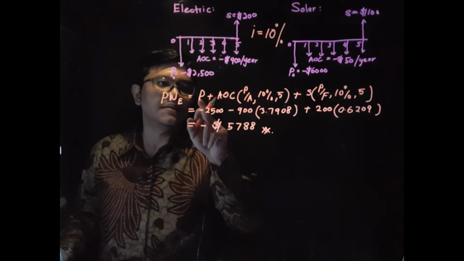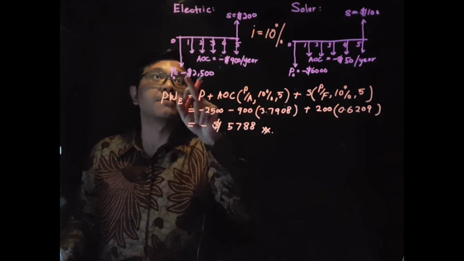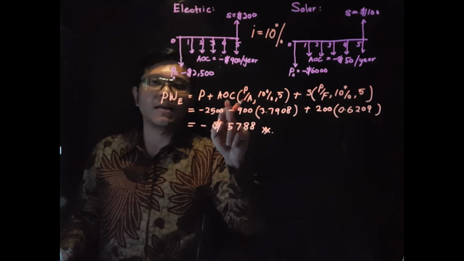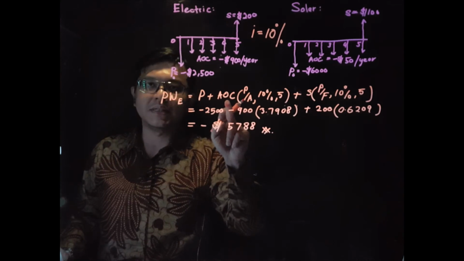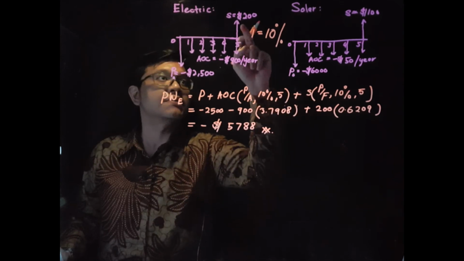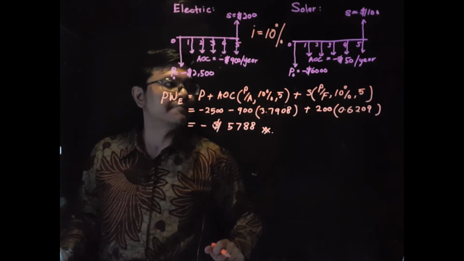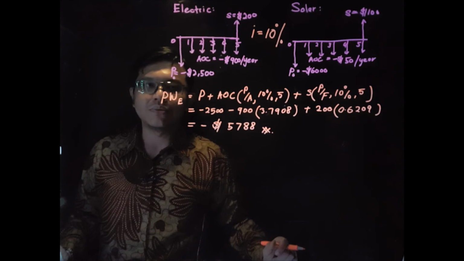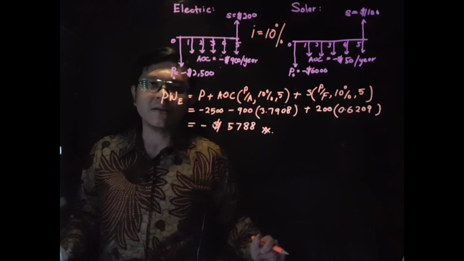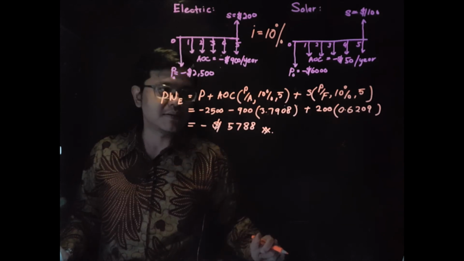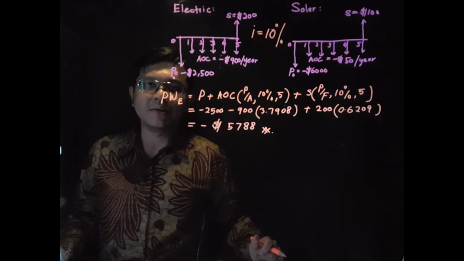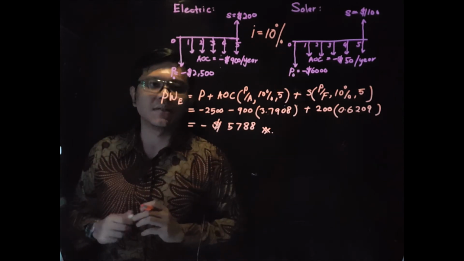So the first term here is the first cost of the electric powered installation. The second term here is the annual operating cost of the electric powered installation. And the third term is the salvage value of the installation. So plugging in the values, we find that the present worth value of the electric powered installation is equal to negative $5,788. Now let's proceed to find the present worth value of the solar powered installation.